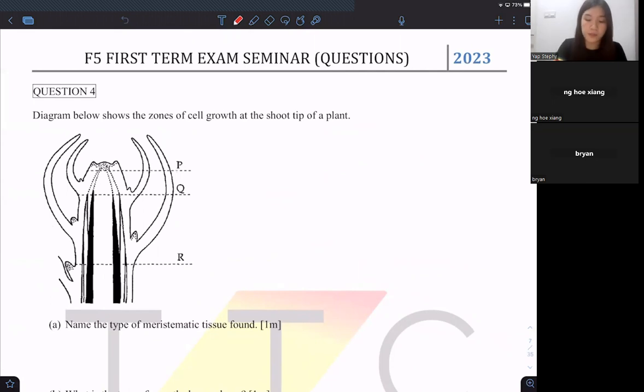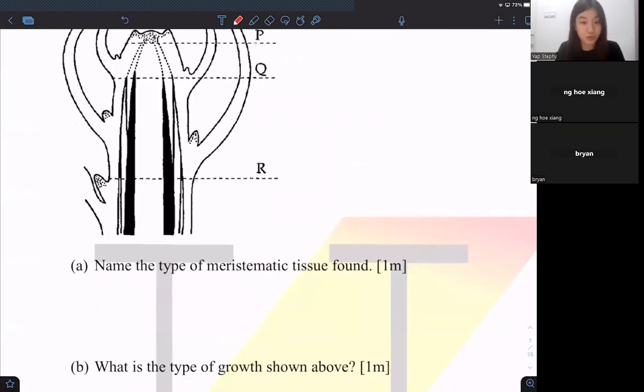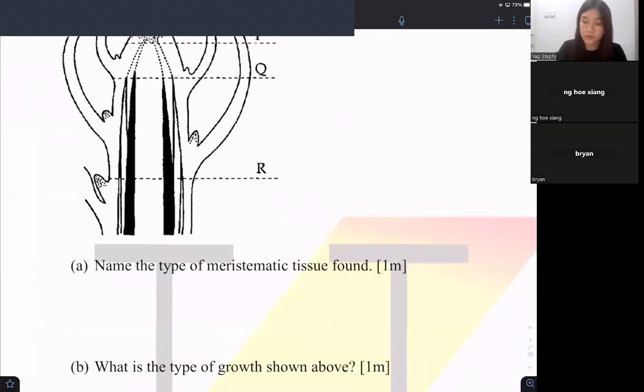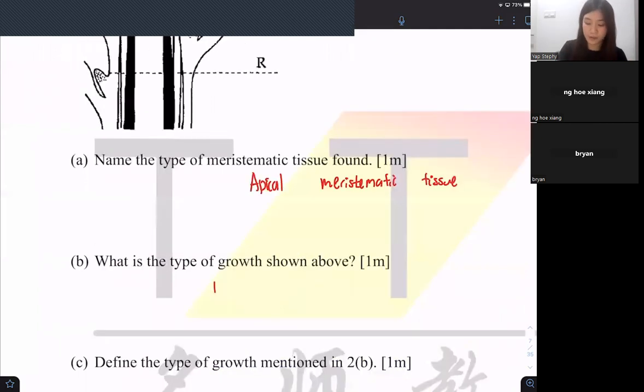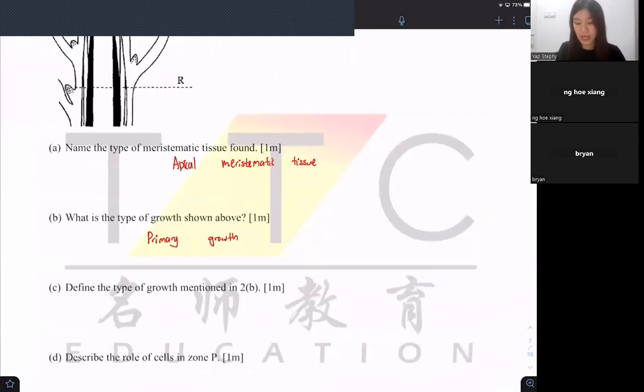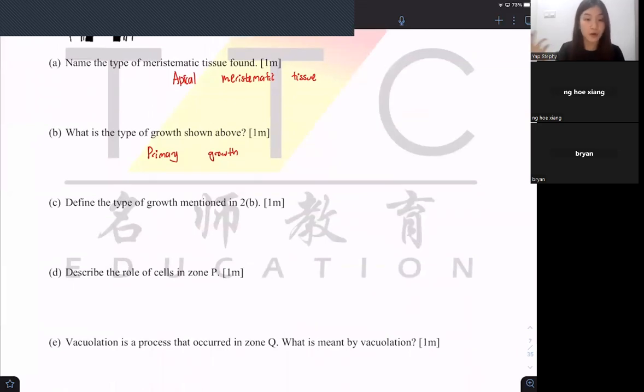Okay, for this one. Directly below shows the zones of cell growth at the shoot tip. So for the shoot tip, it is compulsory a primary growth. So name the type of meristematic tissue. So this one is compulsory, yes, very good, apical meristematic tissue. Okay, and then for the next one, what is the type of growth shown above? Yeah, primary growth. So define the type of growth mentioned in 2B. So you need to give a definition.